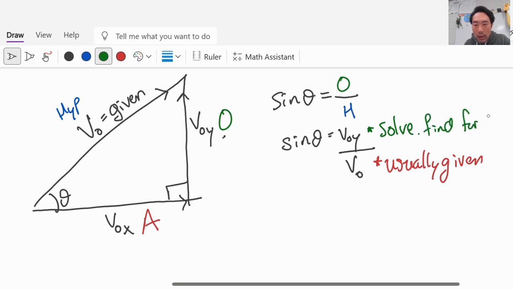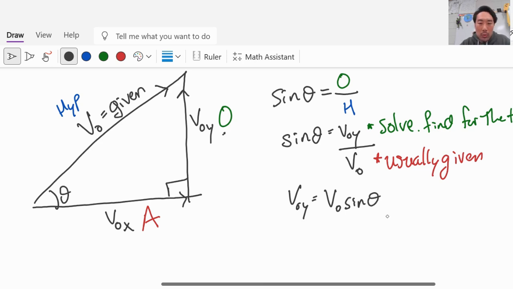Find for the table, because we want to fill in as much of that table as possible in order to actually solve the problems. Okay, so for those of you with savvy eyes, you're like, okay, I think I understand what you're trying to get at, Mr. Lee. If we're trying to solve for VOY, and we know that sine theta is equal to VOY over VO, VOY just becomes VO, which is the actual velocity of the object, times sine of theta.